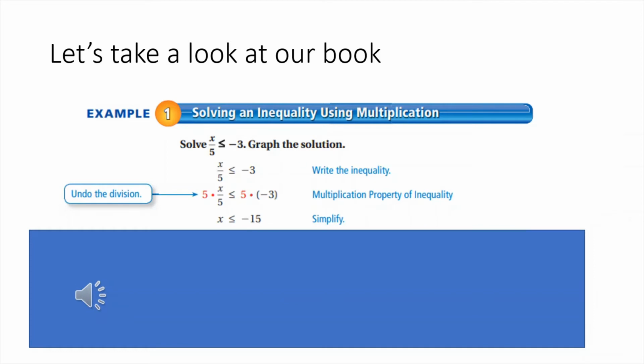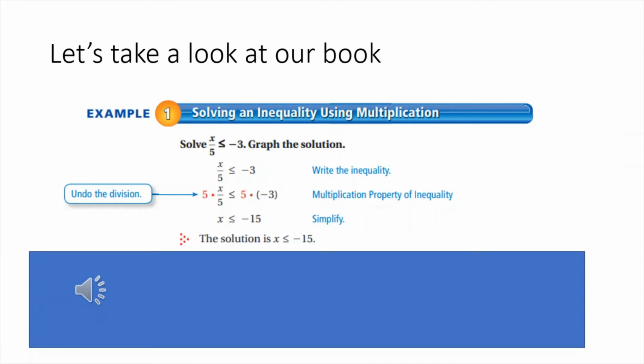As you can see, once we multiply the left side by 5, the 5's cancel each other out, and we were left with x. And then on the right side, we had a -3. And when we multiplied that by a +5, it gave us -15. So we ended with x is less than or equal to -15.